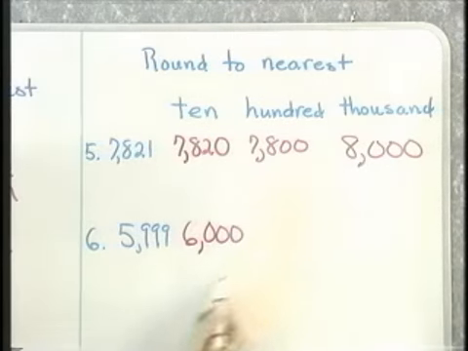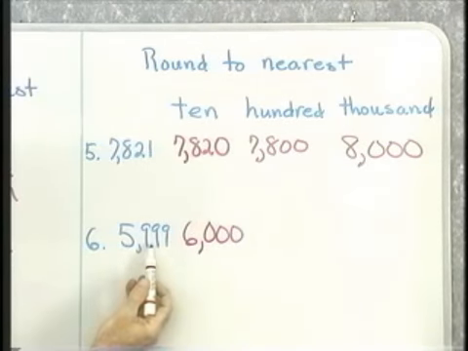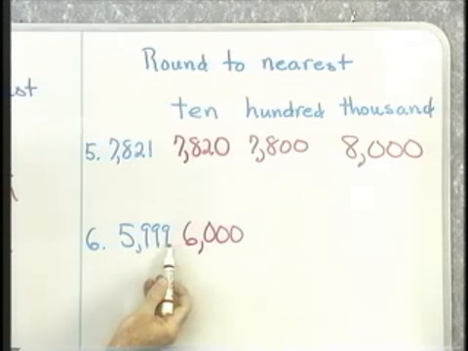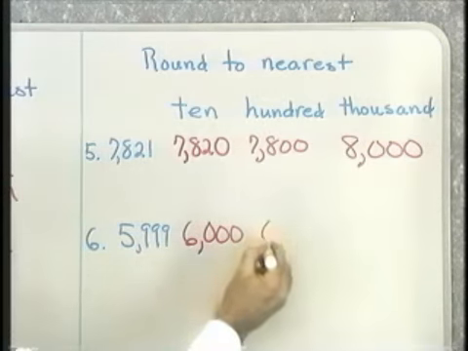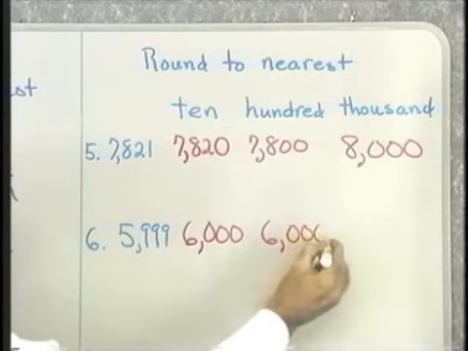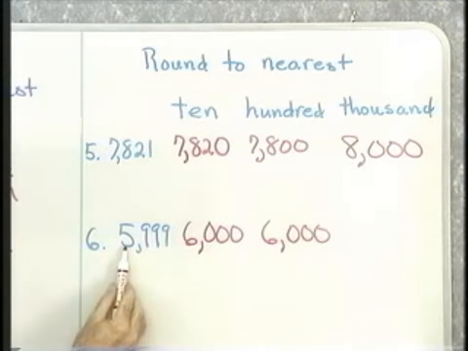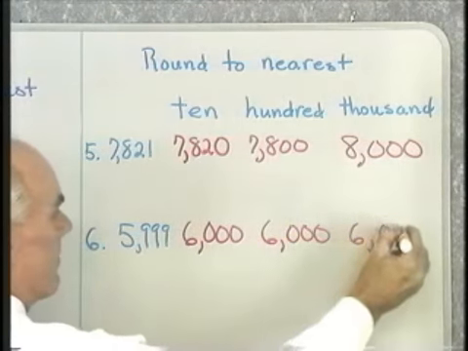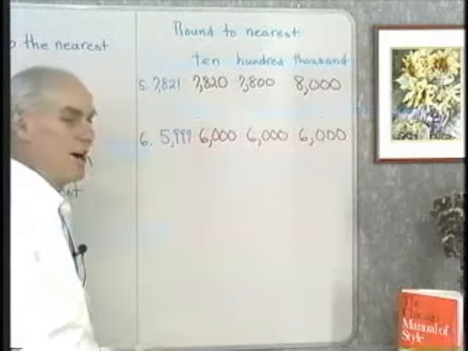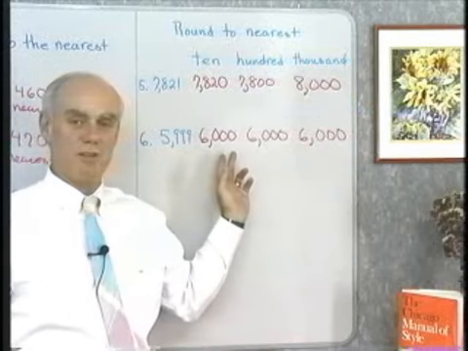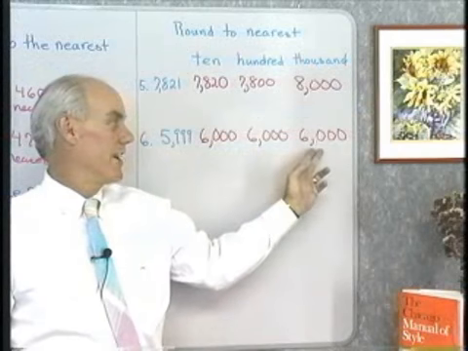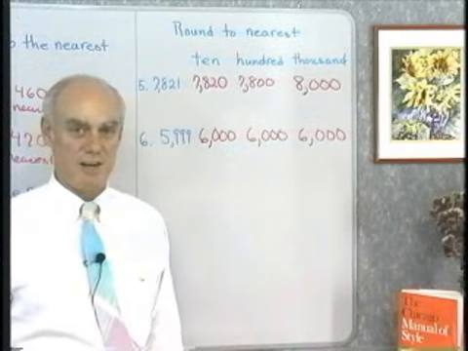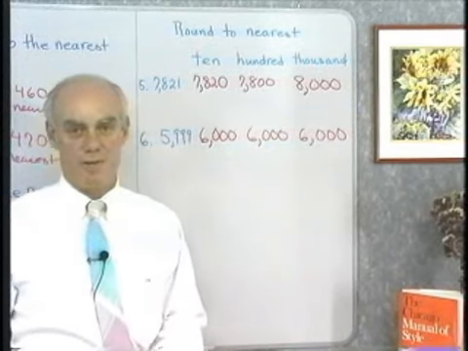Now I'll round to the nearest 100. Okay, that's this digit right here. To its right is a 9. I replace it and all the ones to its right with zeros, and I add 1 to this digit. Again, I get 6,000. And when I round to the nearest 1,000, that's this column. I go to the number just to the right. That's a 9. Add 1, and I get 6,000. So it doesn't matter how we round 5,999, whether it's to the nearest 10, 100, or 1,000, we end up with 6,000.